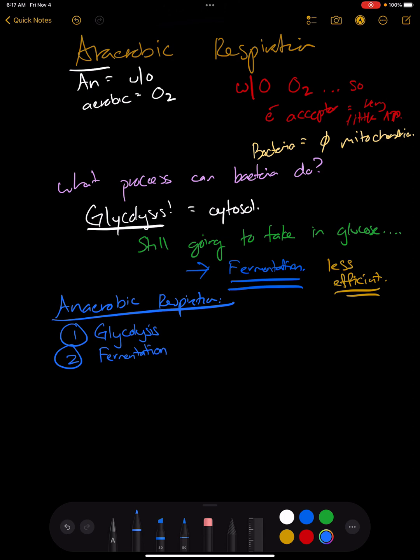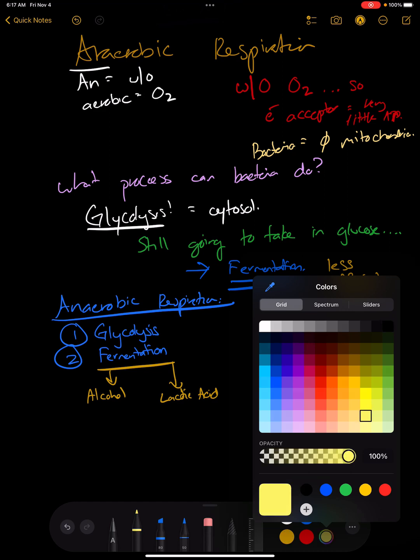Now, as far as fermentation is concerned, I actually get to have 2 different kinds. I get to have alcohol fermentation, or I can have lactic acid fermentation. Kind of depends on what organism I'm looking at the moment.